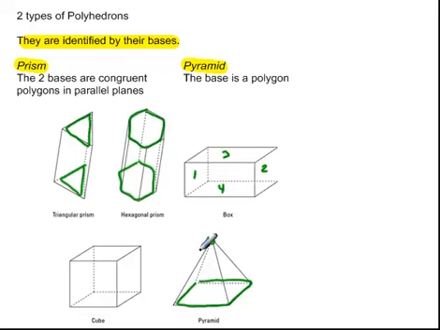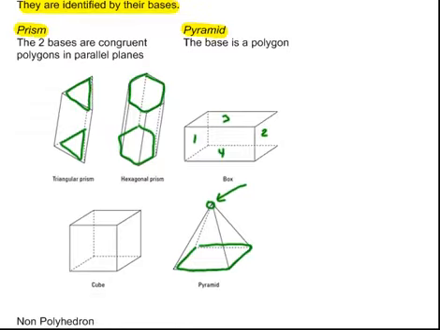So we have two types of polyhedrons, a prism and a pyramid, where in a prism, the two bases are congruent and in parallel planes. A pyramid only has one base, and all the other faces, the sides or faces, intersect at that one point right there. What about non-polyhedrons?